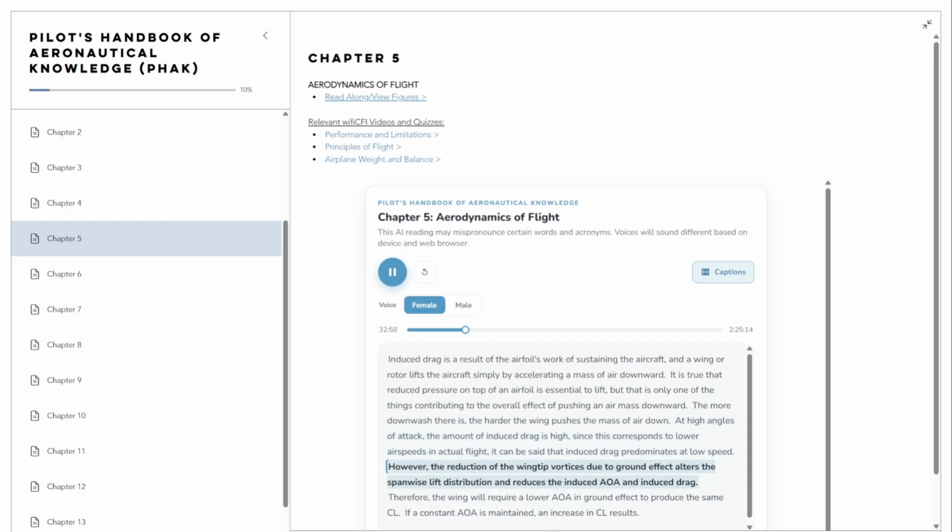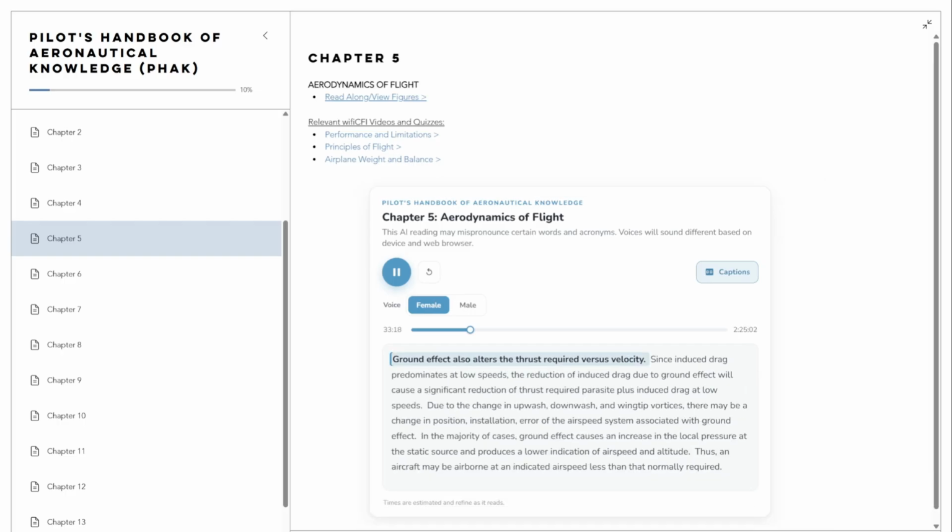However, the reduction of the wingtip vortices due to ground effect alters the spanwise lift distribution and reduces the induced AOA and induced drag. Therefore, the wing will require a lower AOA in ground effect to produce the same CL. If a constant AOA is maintained, an increase in CL results. Ground effect also alters the thrust required versus velocity.